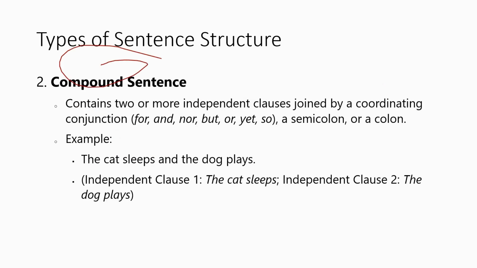Compound sentence. A compound sentence contains two or more independent clauses joined by a coordinating conjunction, which may be for, and, nor, but, or, yet, so, or a semicolon or a colon. For example, "The cat sleeps and the dog plays." Look at the verbs: sleeps, plays. Two verbs. The cat, the dog: two subjects.